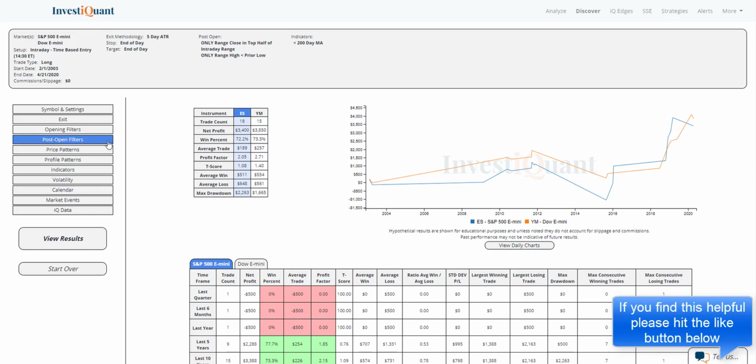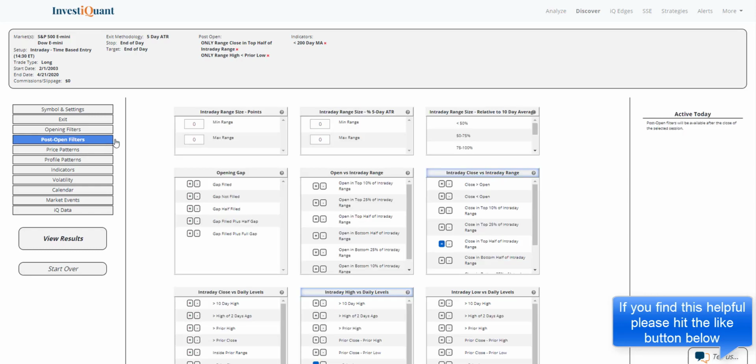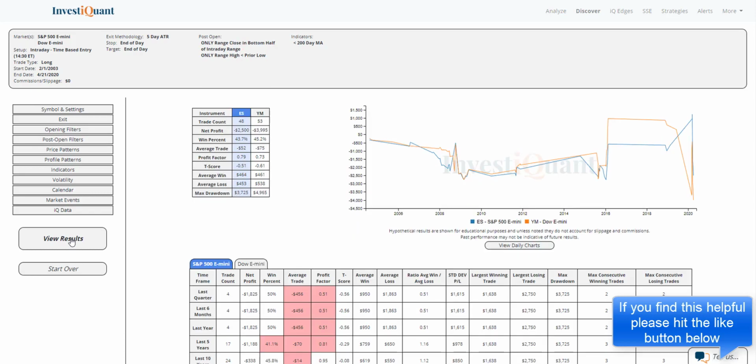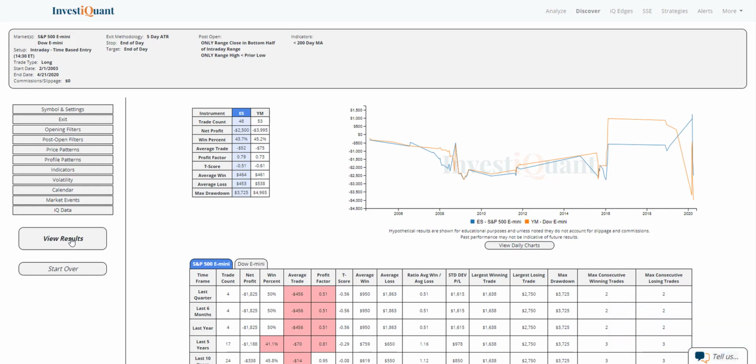Now let's look at what it looks like if we're trading in the bottom half of the range going into 2:30 p.m. Eastern time. So here we go. In this example, we've got just over 100 samples between the two, 48 in the ES, 53 in the YM. So trading in the bottom half of the range has happened much more often when this setup is in play going into 2:30 p.m. Eastern time.